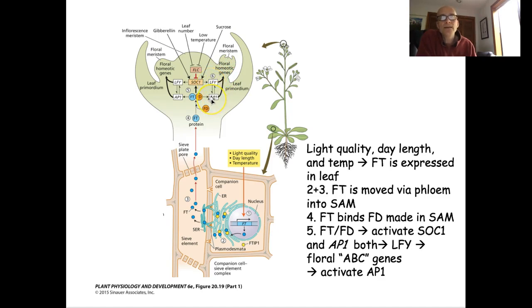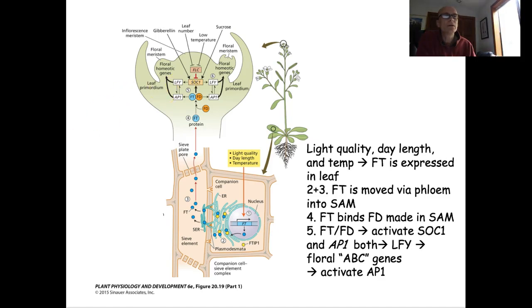And AP1, this is Apetala 1, not Apetala 2 or 3. This is a different gene with a similar phenotype, no petals, but it's different from the floral homeotic genes we discussed last time. That is also upregulated by FT. So LEAFY and AP1 regulate each other, but together they then regulate the floral homeotic genes. And you see that there are a number of other things that activate or deactivate SOC1. We'll come back to SOC1 as the central player in determining when flowers are made or when they are repressed.